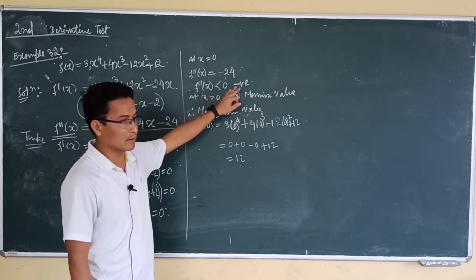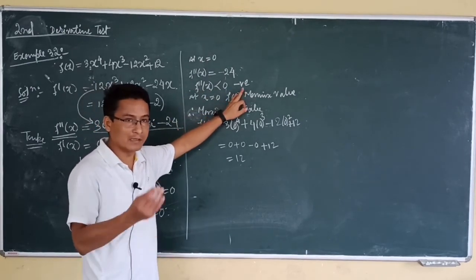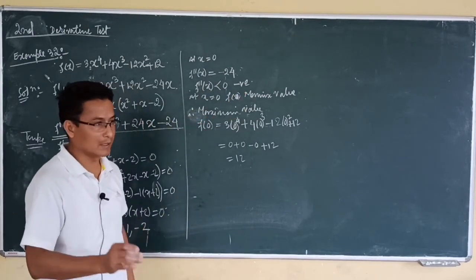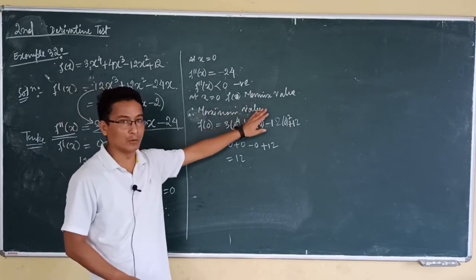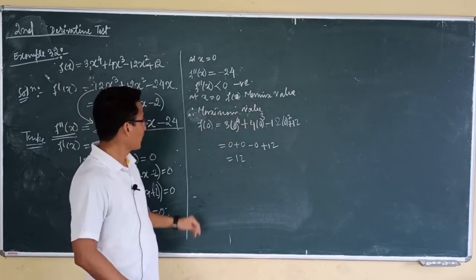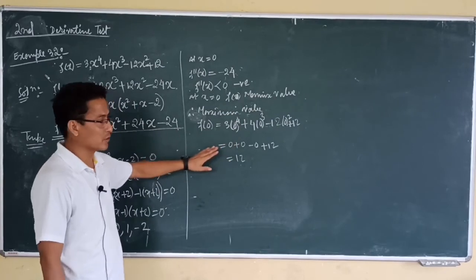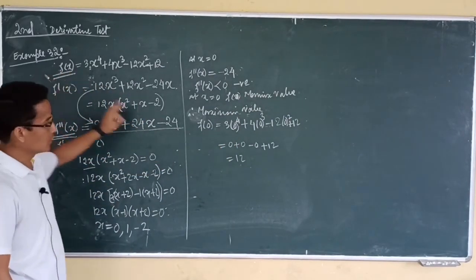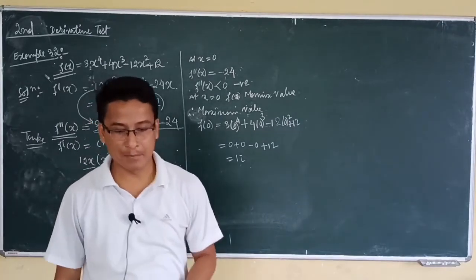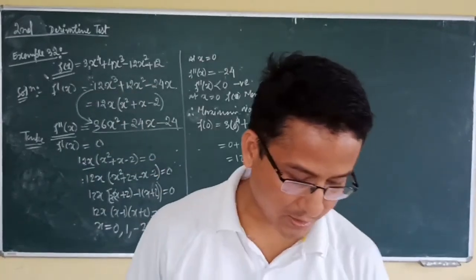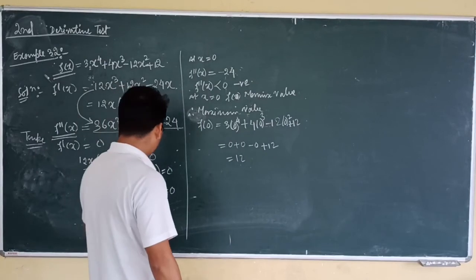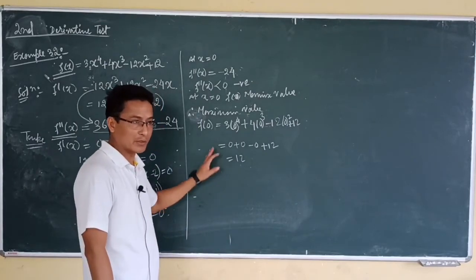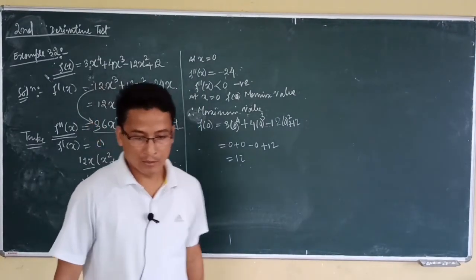Then 0 means negative. Negative in the second order derivative means the maximum value. Okay, maximum. So the maximum value of that function I will put in the main function. Then I will get 12 as our maximum value. Okay, so similarly we solve 1 and minus 2. So you solve this question.